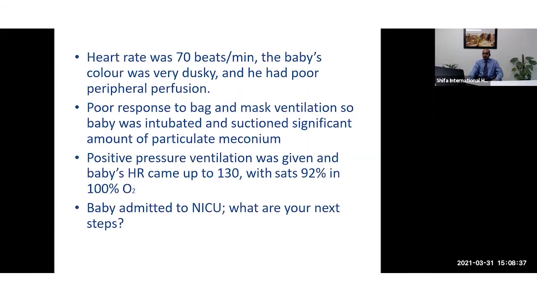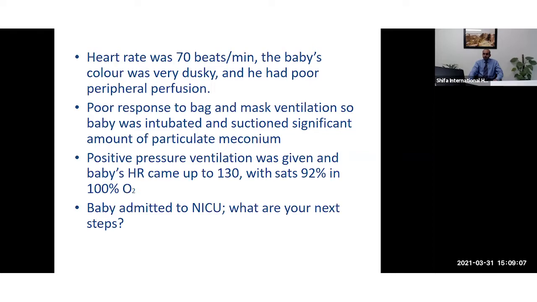The heart rate was 70 beats per minute, and the baby's color was dusky, and he had poor peripheral perfusion. As per standard neonatal resuscitation guidelines, bag and mask ventilation was done, but there was very poor response. So the baby was intubated and a large amount of meconium was suctioned. The baby was given positive pressure ventilation, with which the heart rate came up. The SATs improved. However, the baby was still needing 100% oxygen. The baby was admitted to NICU.